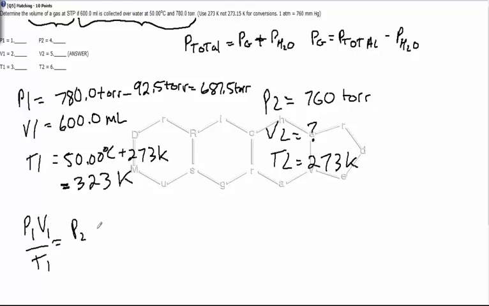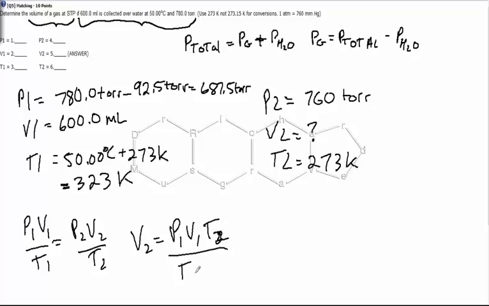We've got P1 V1 over T1 equals P2 V2 over T2. We're looking for V2, so I'm going to isolate that. It's going to be P1 V1 and then times T2 over T1 and P2. So what I've done here is I've taken the T2 up to the top and I've taken the P2 down to the bottom. That's to isolate V2. That's just a multiplication and division thing so that I can manipulate the equation to get what I want. Now I can go ahead and stick in the pressures and volumes, 687.5 torr.